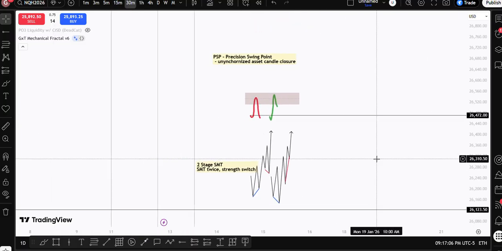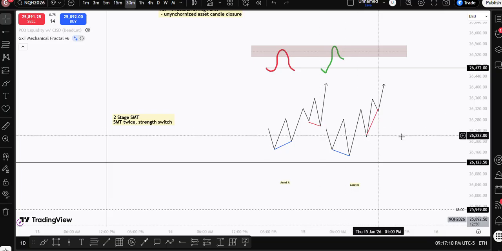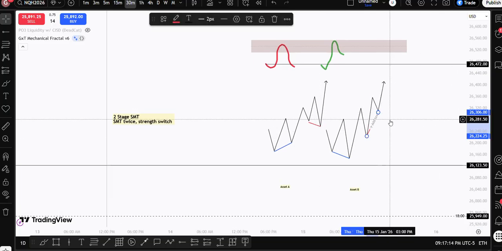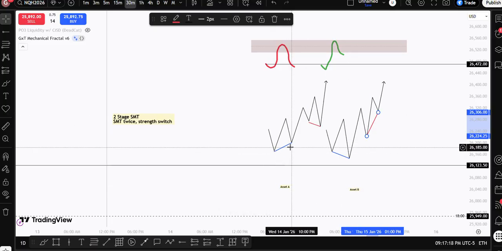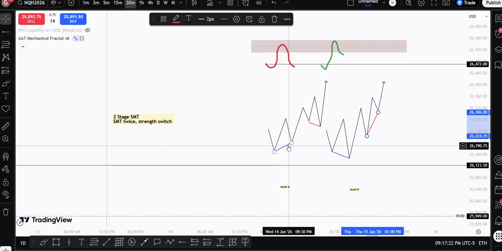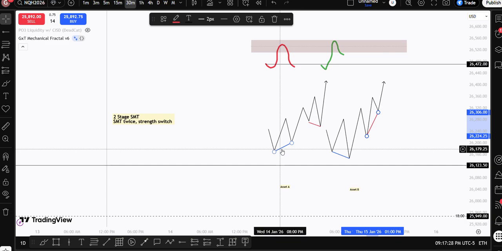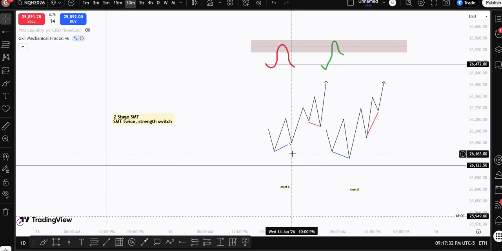And then for a two-stage SMT, it's pretty technical, but it really is for high probability entries. As you can see here, you have two assets. Your first asset creates a low, and then it creates a higher low, and it fails to take out the previous low, and this asset takes the low. That's a simple SMT. This is your first stage of SMT.